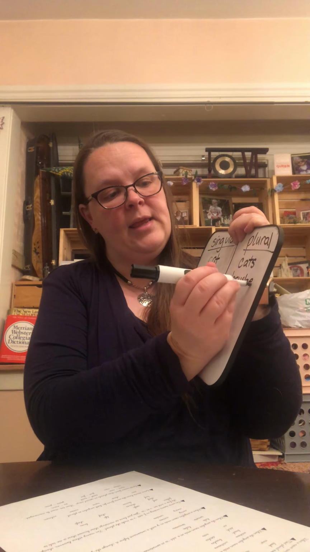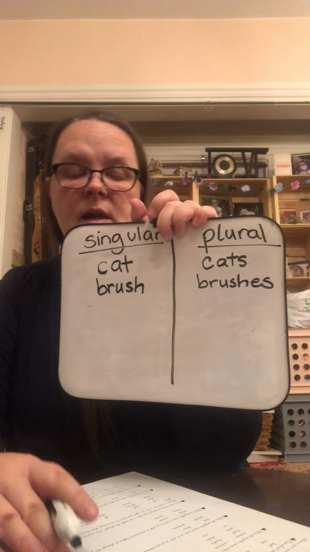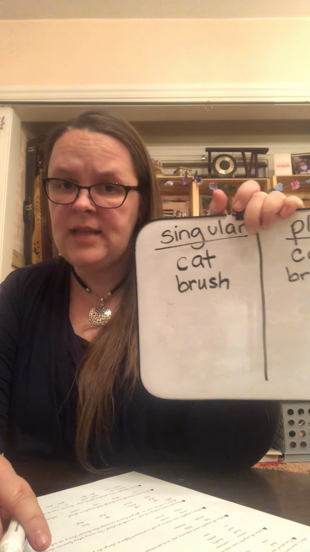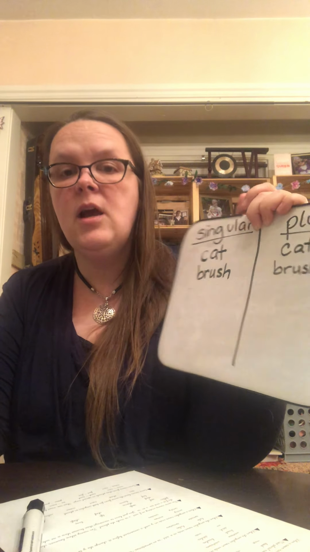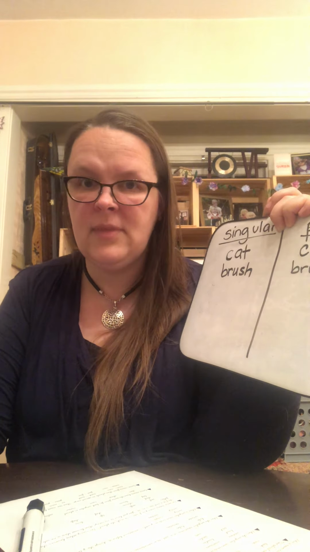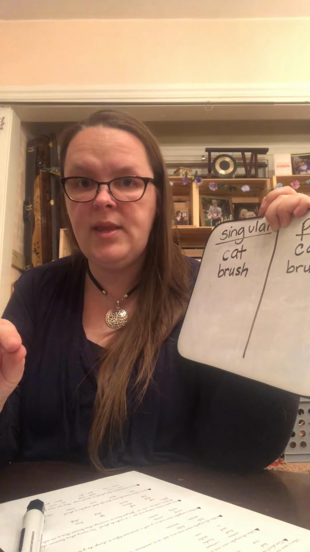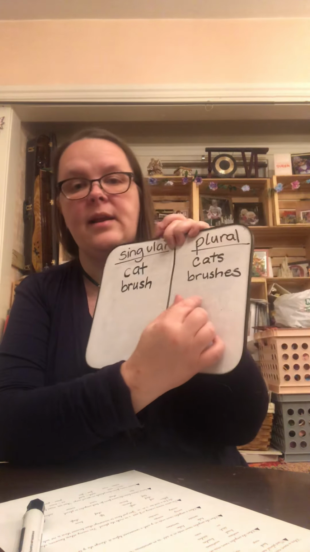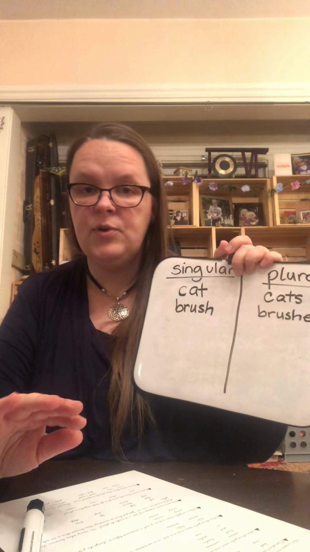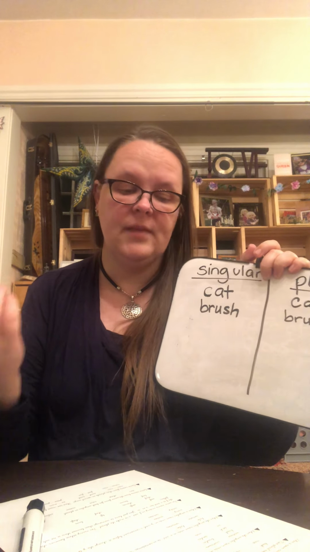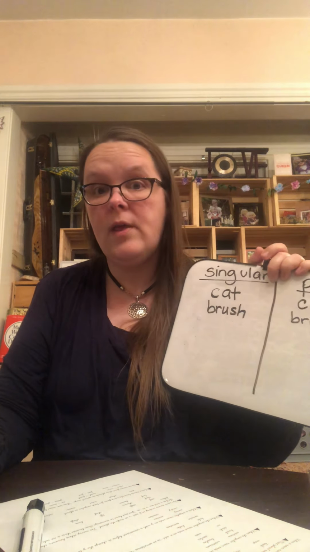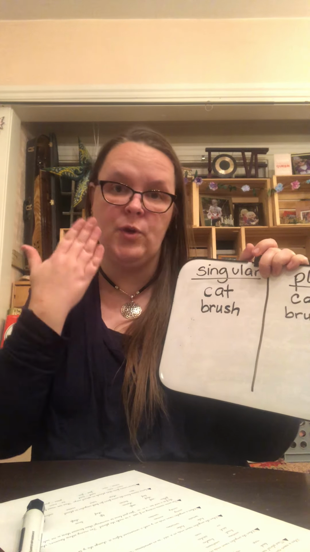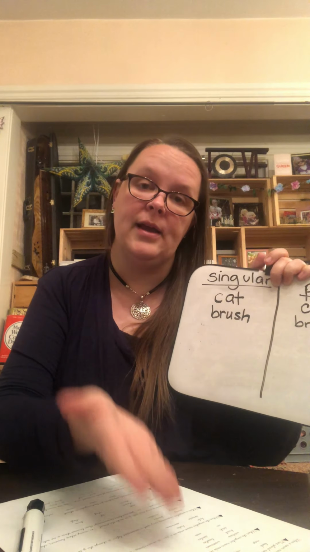So I'm going to add an ES. We do that just because it's easier to say. It is hard for a mouth to say brushes. That's hard. So we add an E in between there to make it easier for our mouth to say it. That's all it is. It's pretty simple. If you don't know whether you should add it or not, just say it out loud. If you can hear that extra syllable, you're adding an E in between.